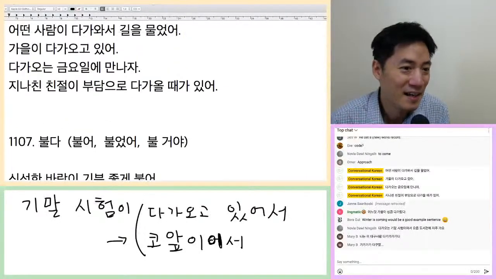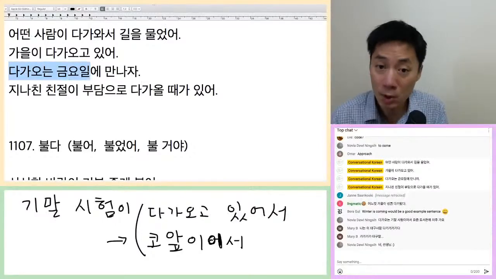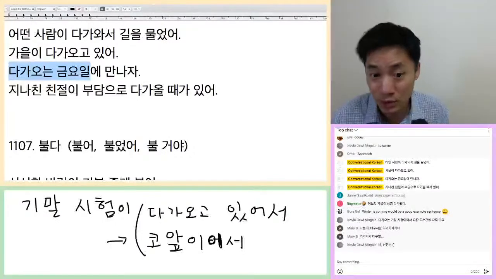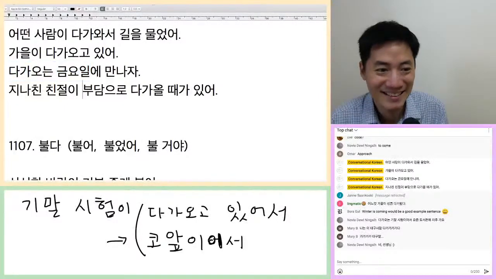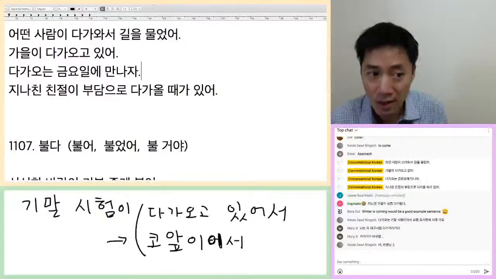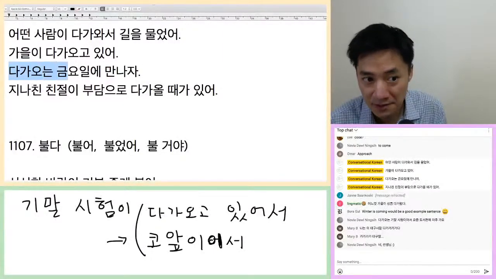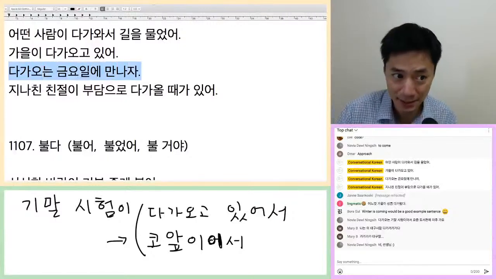네. And 다가오는 금요일. Simply upcoming Friday. 다가오는 금요일. So, let's see you on the upcoming Friday. That's what it means. 다가오는 금요일에 만나자.